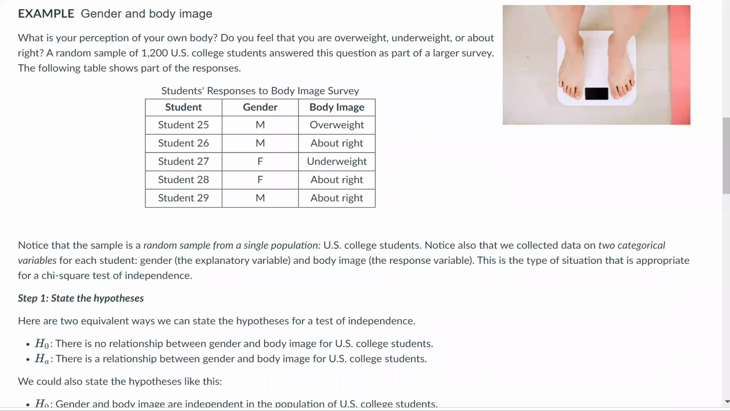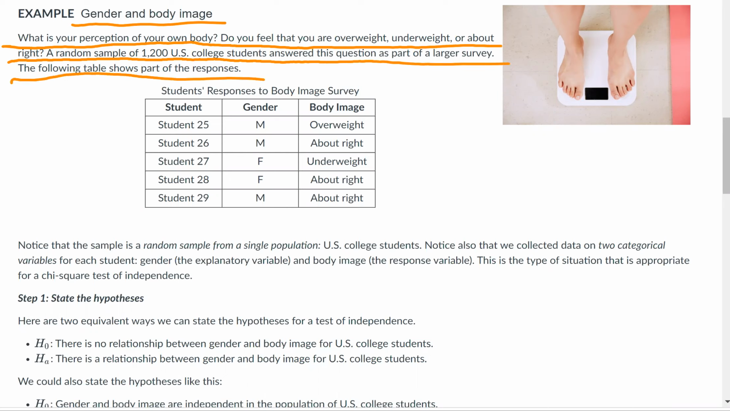Here's another example that talks about gender and body image. What is your perception of your own body? Do you feel that you are overweight, underweight, or about right? A random sample of 1,200 US college students answered this question as part of a larger study. The following table shows part of the responses.